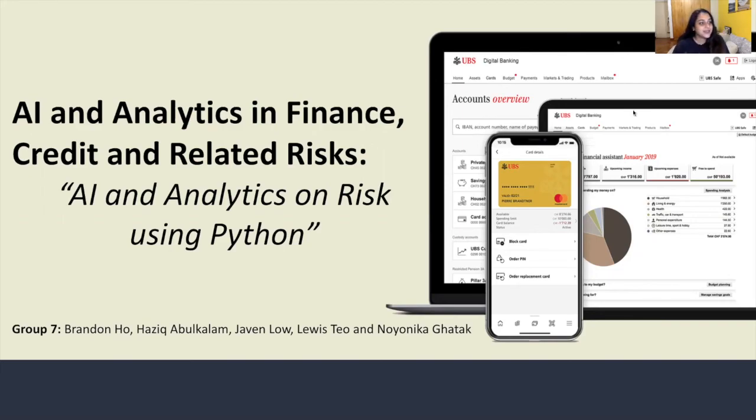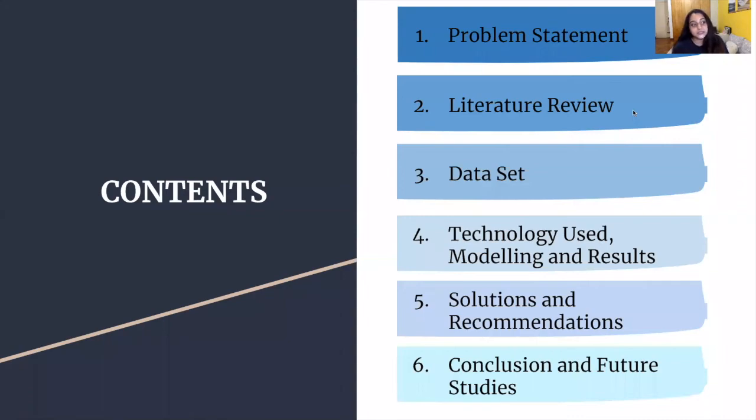So this is a rough breakdown of our presentation. I will be opening with a problem statement, followed by our literature review, and explanation of our data set that we'll be using, the technology that we used, and the modeling results that we obtained, followed by solutions and recommendations. And finally, we'll make conclusions and discuss some future and further studies.